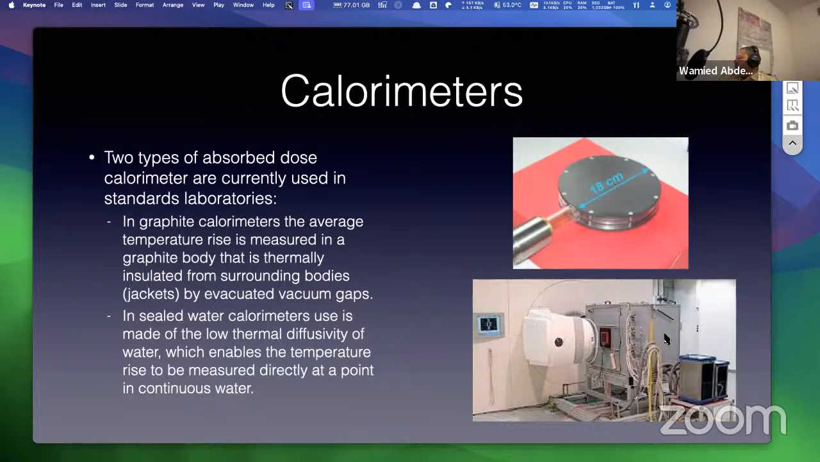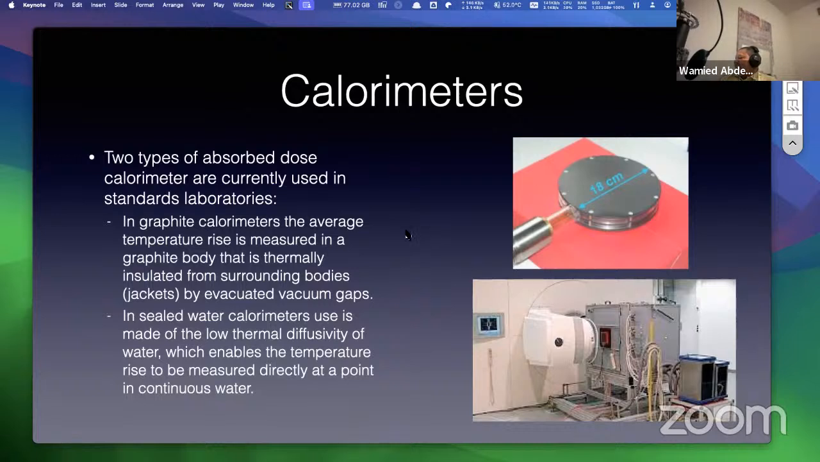This here is a water calorimeter. It's even larger in size. The problem with these dosimeters is that the change in temperature is very small, on the order of 10 to the power minus 5 kelvin per gray. So if you deliver 1 gray, the change is very small. That's why these dosimeters need to be insulated from the surroundings, from the room. Otherwise, a small change in room temperature could produce a signal larger than the signal of the dose.